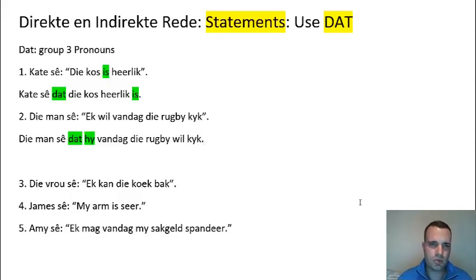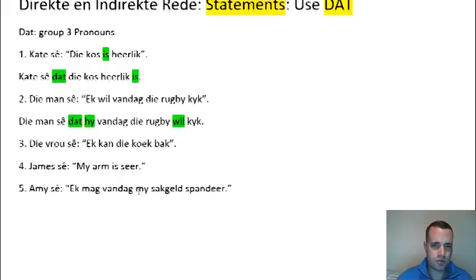Do not change the form of the helping verb. Don't just go, oh, wil must change to wou. It only changes when the sentence needs to change into the past tense. Remember, that's when they flip form. Okay. Die man sê dat hy vandag die rugby wil kyk. And there's your wil.